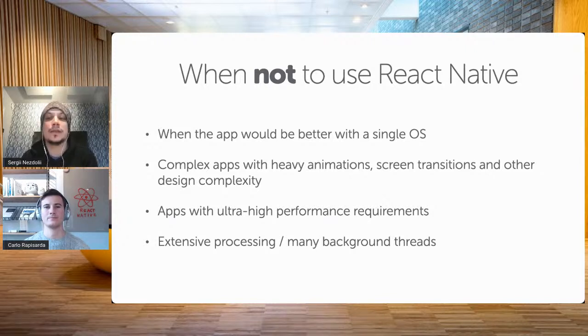In typical cases, React Native is close to native when talking about performance. But if you have ultra-high performance requirements for the app, it is better to go with native, because you might need to tweak the performance of the app. And if you need to do that because of the limitations of React Native and single threading, you will end up writing those tweaks in the native part, and probably you should have started with the native part as well. Extensive processing and many background threads are also not an option for React Native because, again, it's single threaded and communication between JavaScript and native code is done via the bridge. So ultra-high performance is not guaranteed. For example, you probably should not use React Native for any kind of games.